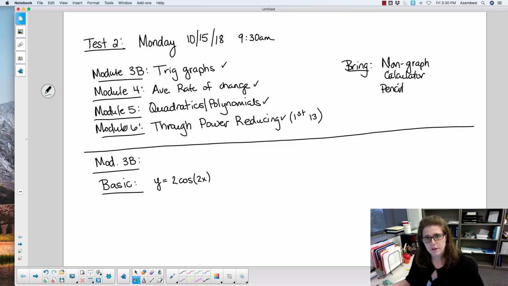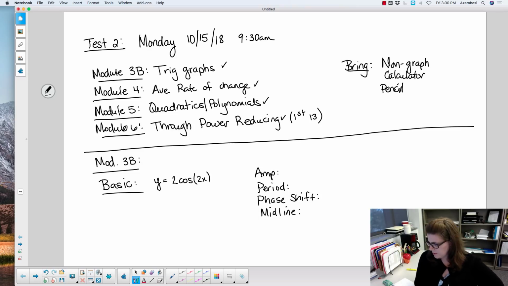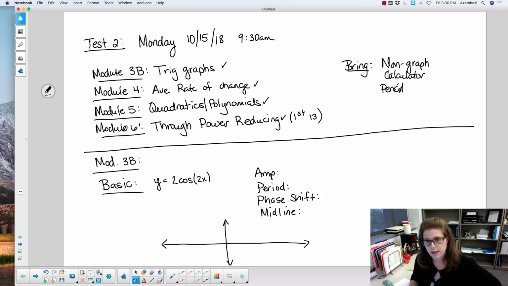Anytime I'm asking you to graph a trig function, it will be like your lab sheet. So you will be asked for the amplitude, the period, the phase shift, and the midline. I'll step you through it just like that. And also you will have a blank axis. So you will have to label your axis and get those points on the primary period.